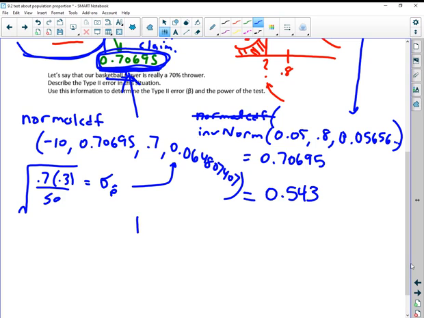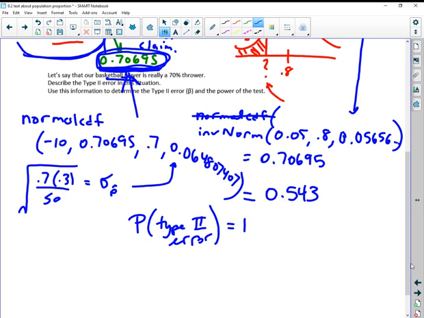So what if he's not a 0.7 shooter? What if all that was wrong and he really was a 0.8 shooter? Well, then my probability of my type 2 error, this is the kind of calculation that you can really expect to be on there, especially in the multiple choice, where they give you the power, and then they just want you to find the type 2 error.